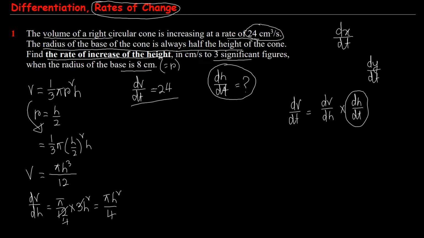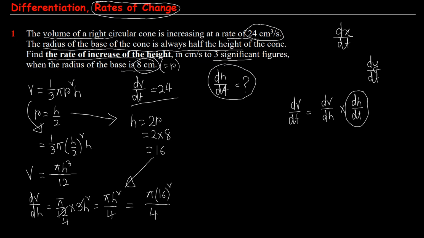So that is our expression for dV by dh, and dV by dt is given there, and we need to put here the value of h. Radius is 8 centimeter given, so let me find the value of h. h we can write as 2r. So put your value of radius, which is 8. So we got from here 2 times 8 is 16. Now put this value of h in this equation, then we get pi into 16 square divided by 4. So this is our value.